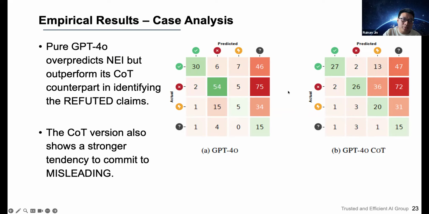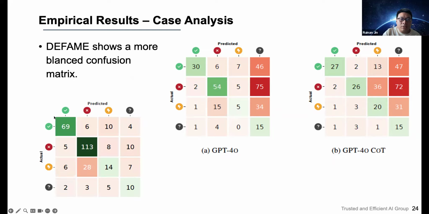They have a strong prior to predict there's no sufficient information. And also the CoT counterpart shows a stronger tendency to commit to misleading. I guess this is just because the language model prior itself tends to say, hey, this information is misleading. But after adjusting to their framework, we can say the confusion matrix is more balanced. Most of the cases are correct now. And for each category, they are not overweighted wrongly into one kind of category. So they want to claim their algorithm is better here.